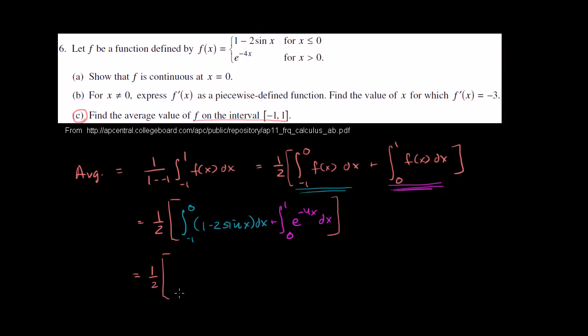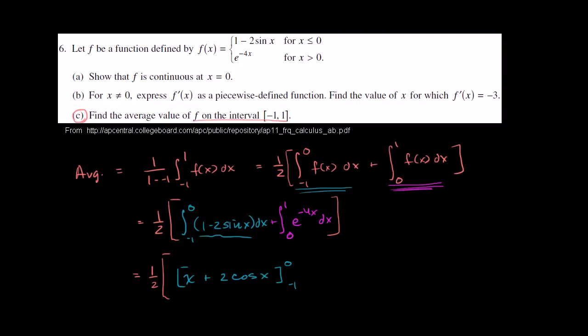So 1/2 open brackets, and now let's take the antiderivative of 1 minus 2 sine of x. Antiderivative of 1 with respect to x is just x. -2 sine of x. Well, the derivative of cosine of x is negative sine of x. So this is just going to be 2 cosine of x. And you can verify that. Derivative of cosine of x is negative sine of x. You have the 2 out front, so it's -2 sine of x. So we're going to evaluate that at 0 and at -1.